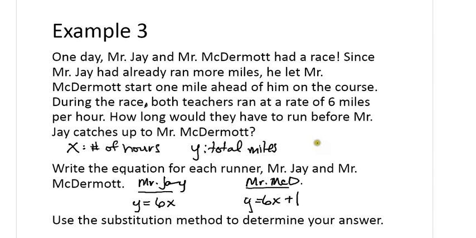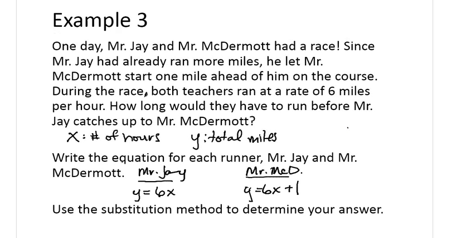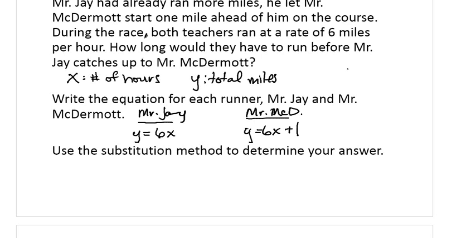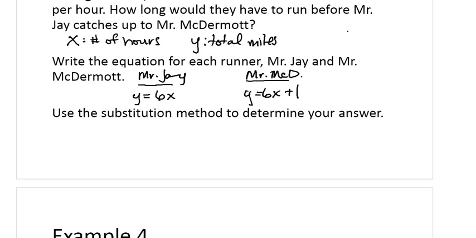And if we want to use a substitution method to find the intersection of these two lines, I see that here I've got y equals 6x. So this is what y is equal to. And here I've got a y. So I'm just going to take the y out of the second equation here and put a 6x in instead. So here I've got 6x from Mr. J equals, and then 6x plus 1 from Mr. McDermott.